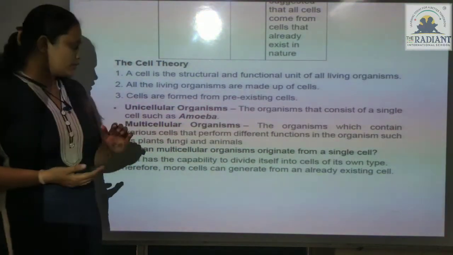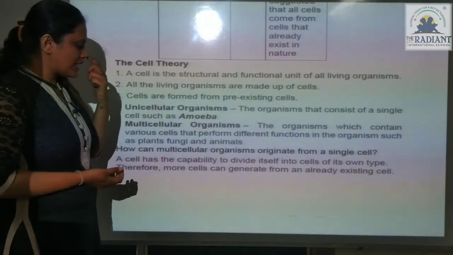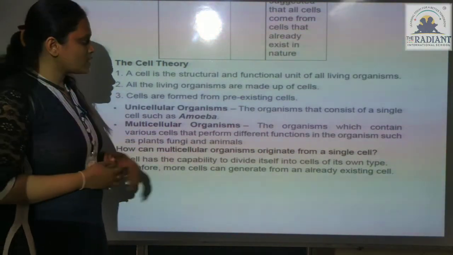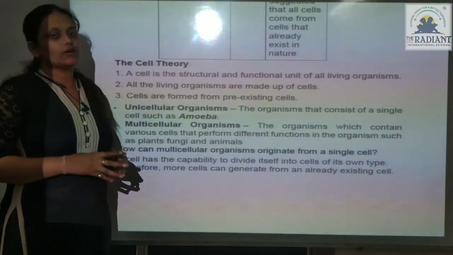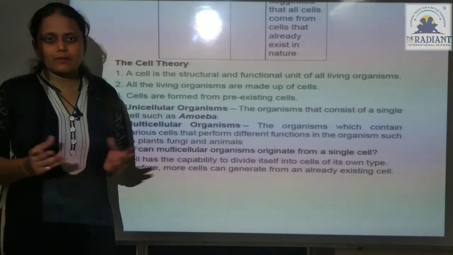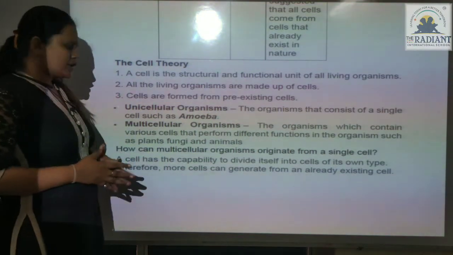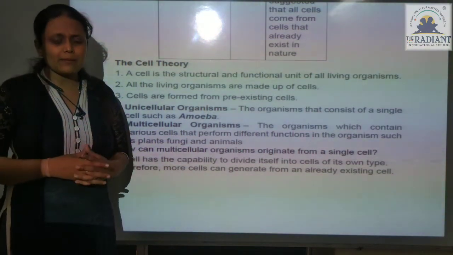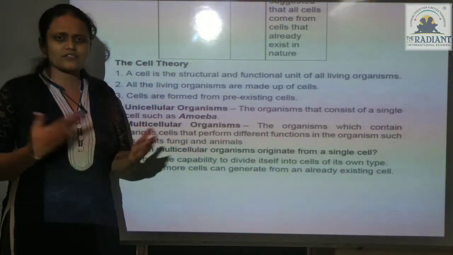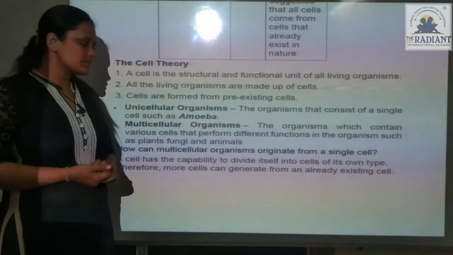Next we'll look at unicellular organisms and multicellular organisms, which I have explained to you earlier. The organisms that consist of a single cell are known as unicellular organisms, such as amoeba. Amoeba is one of the examples of unicellular organisms. Similarly, you can search for many other examples of unicellular organisms, and mention them in your books, which will help you in your scientific method.